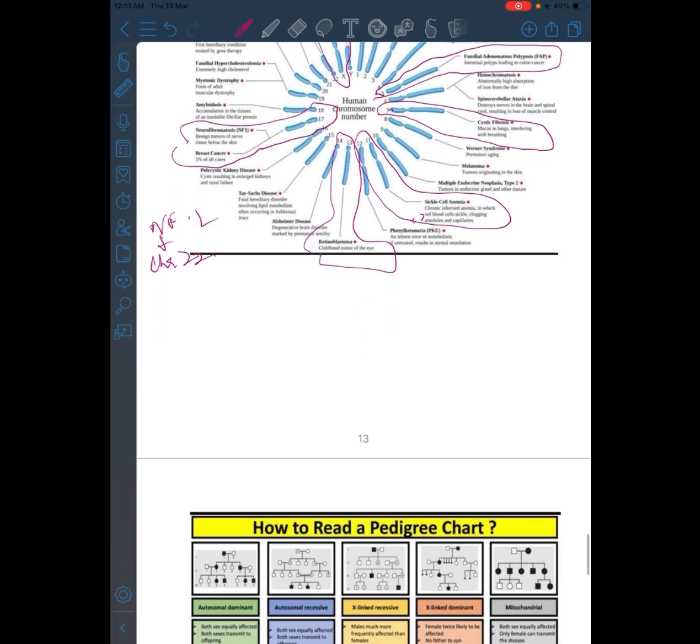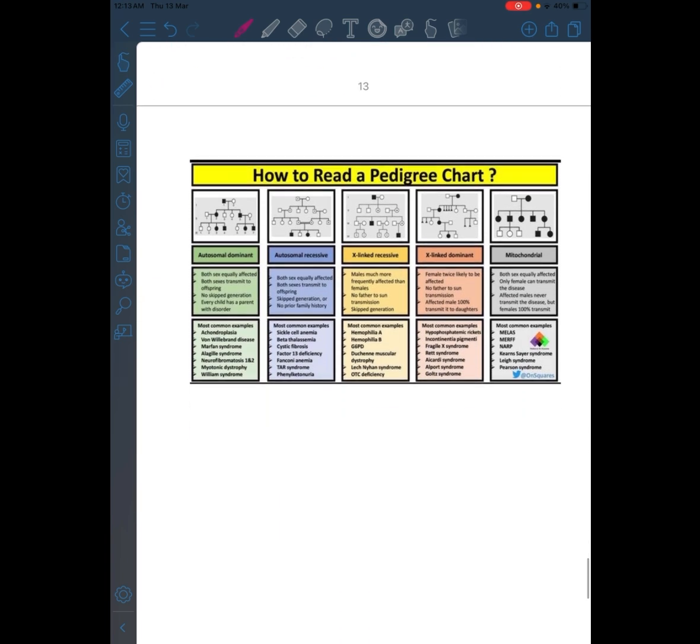Okay, these are some of the important things. The rest of them can be ignored. So how will you read a pedigree chart as soon as you are given one? Don't run away from a pedigree chart. It's a very easy and potential 10-second question. That's all. So how will you read that?